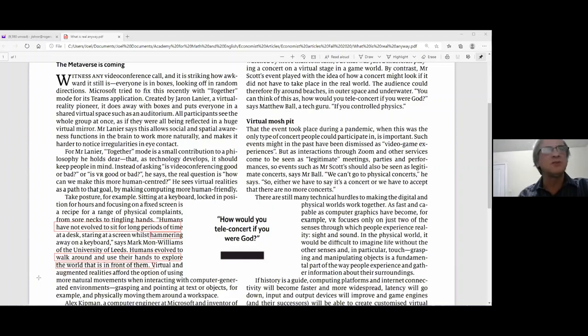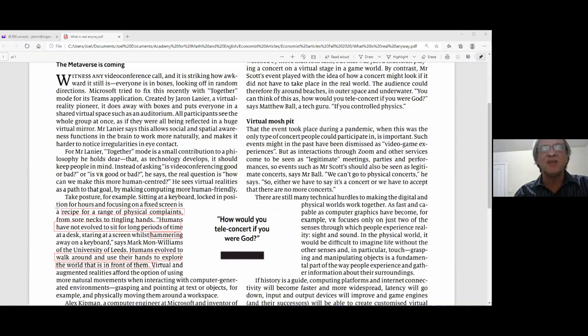Okay, so thanks, Hugh. So let's talk about this paragraph again. Now, he's talking about posture. We sit at a keyboard all day. We're locked in a position for hours. We're focusing on a screen. That's what a lot of us are doing right now. It's a recipe for a range of physical complaints.